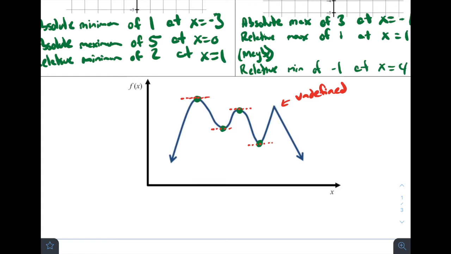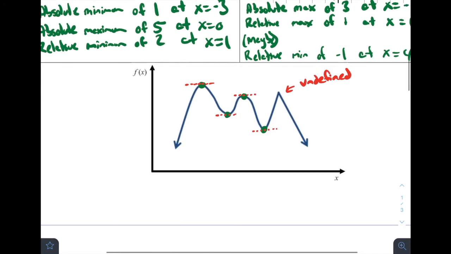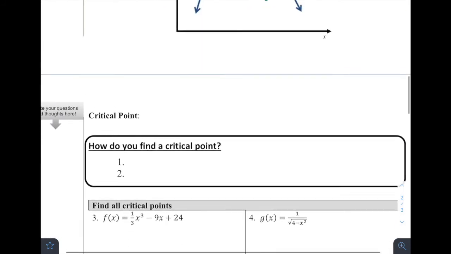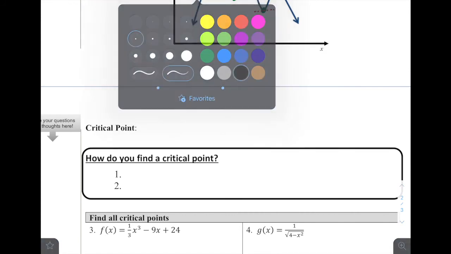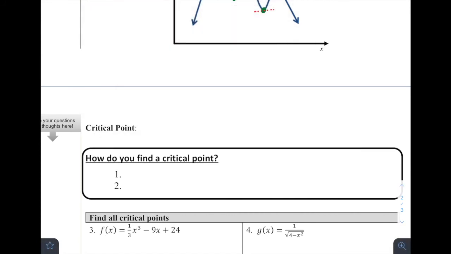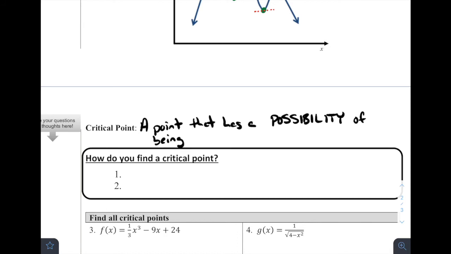So that sort of leads us into this definition of what we refer to as a critical point, and then we'll come back to this graph to solidify our understanding of it. But a critical point, or a critical value, depending upon your curriculum, is a point that has a possibility of being an extrema, aka max or min.